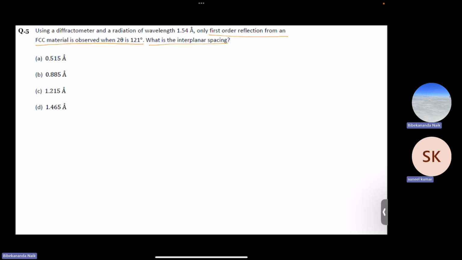Option B, 0.885 angstrom. Yes, the correct option is option B, 0.885 angstrom. So if we solve it, again it is 2d sin theta equals n lambda. Lambda is given, 1.54 angstrom. First order means n equals 1. 2 theta is 121 degree. That means theta is 60.5 degree.